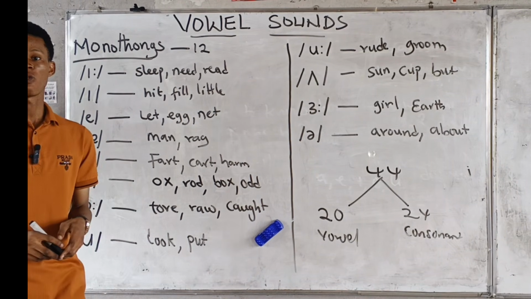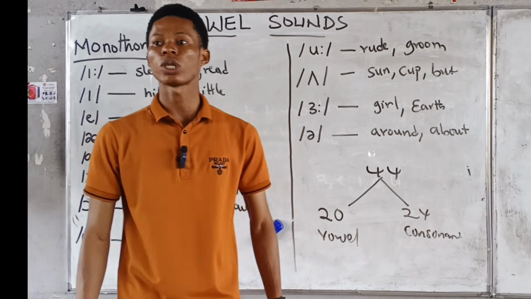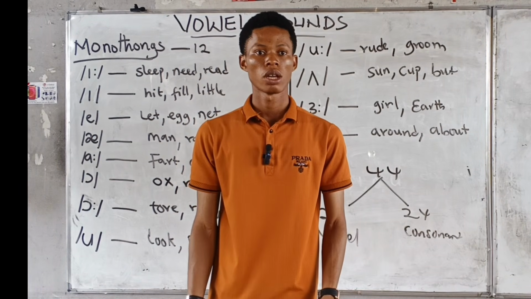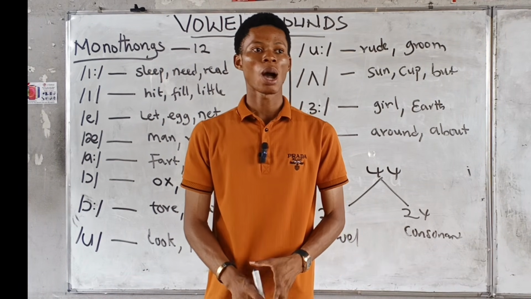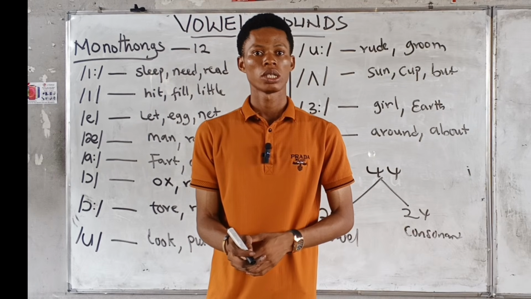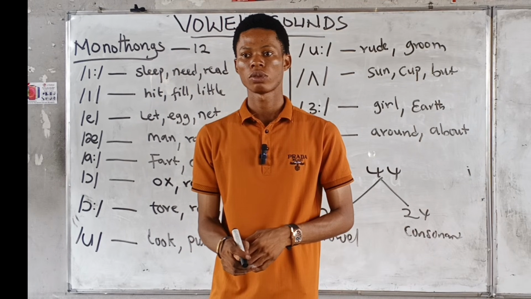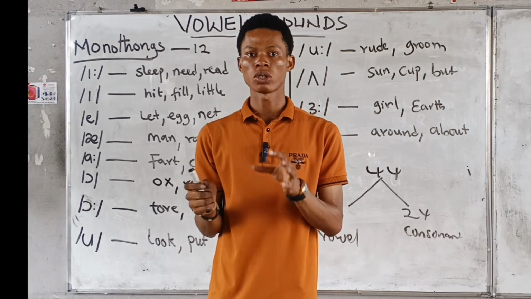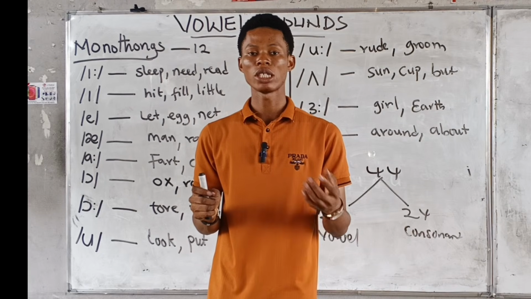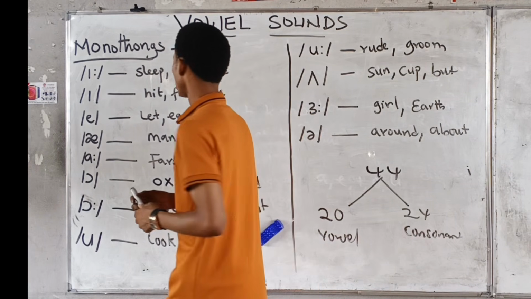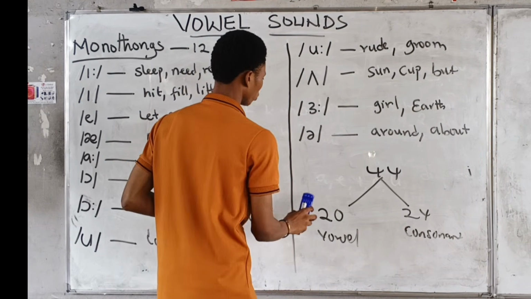But from what we've said so far, you can see in exam, how many phonetic sounds do we have? 44. How many vowel sounds do we have? How many consonant sounds do we have? How many monophthongs do we have? 12. And how many diphthongs do we have? Okay, now let's start with the monophthongs.